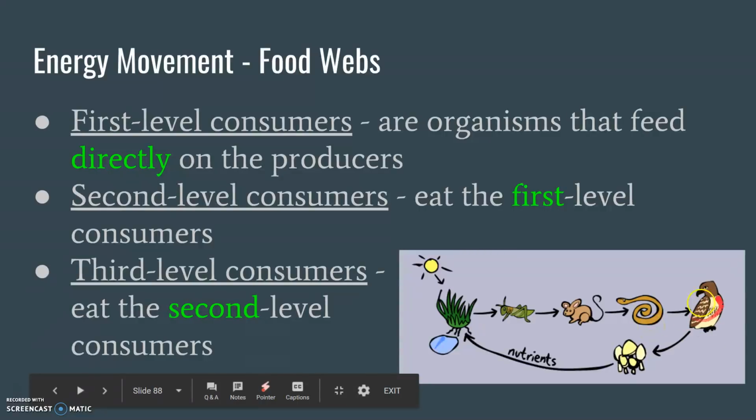Pop quiz in your head. What would this hawk be? 4th level consumer. Absolutely. Nice job if you got that one. So we don't have to keep talking about 4th level, 5th level, 6th level, because guess what? You can figure that out. I think you can count to 6. And if you can't, you really should not be in 7th grade.